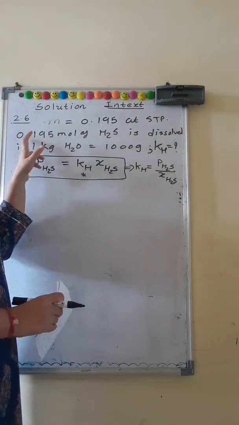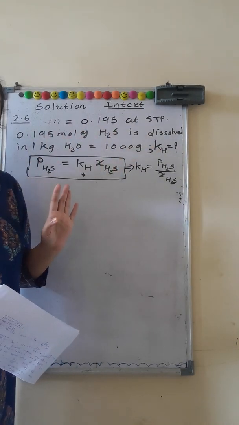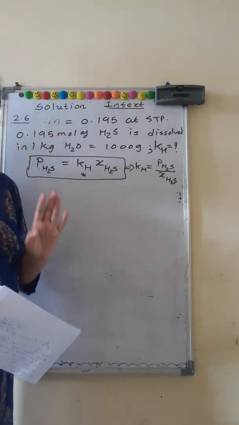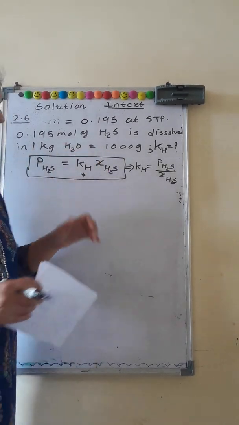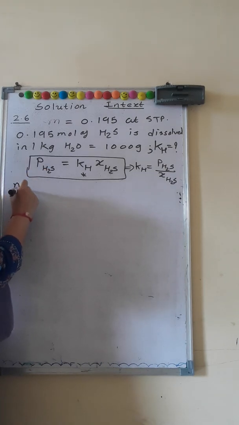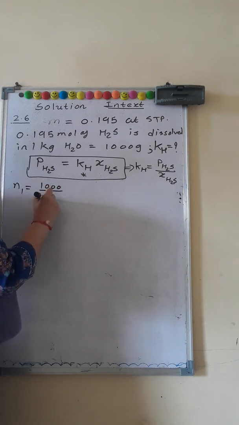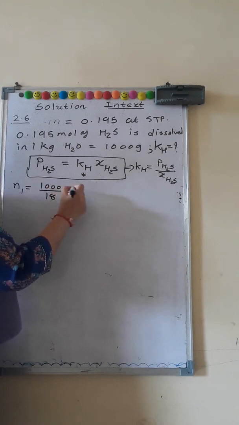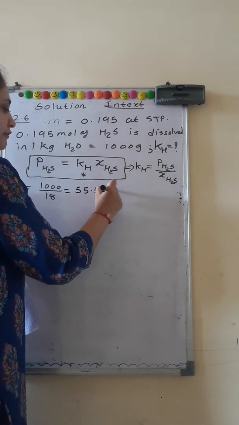Now chi of H2S is not given in the sum, but its solubility is given. And from its solubility we have come to know that this many mole of H2S is dissolved. Mass of water is also given, so we have to predict it. So we will first calculate N1, that is number of mole of water. N1 is equal to 1000 upon molar mass of water, that is 18. So N1 is equal to 55.55 mole.